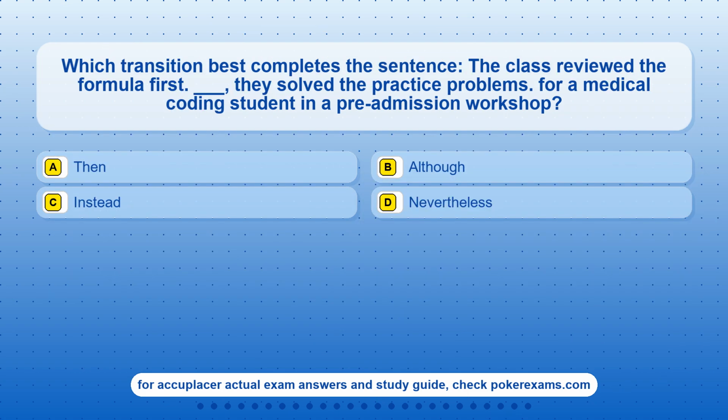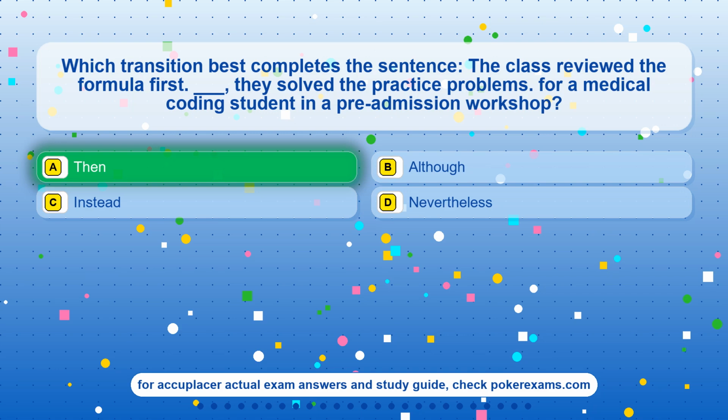Question 12. Which transition best completes the sentence? The class reviewed the formula first. Blank, they solved the practice problems. For a medical coding student in a pre-admission workshop? Option A. Then. Option B. Although. Option C. Instead. Option D. Nevertheless.